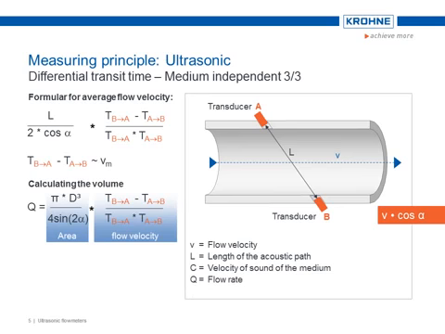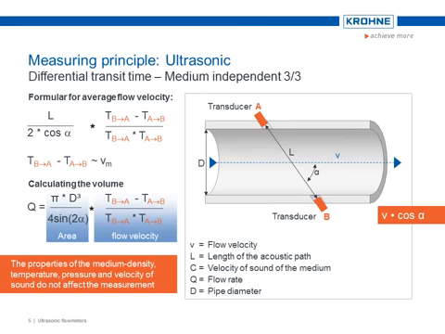The cross-section of the pipe is constant for an inline ultrasonic flow meter with a diameter D and transducers, which are welded into the spool piece at a fixed angle alpha. These formulas confirm what we've already seen, that is, that the characteristics of the medium do not affect the measurement. These characteristics include density, temperature, pressure, and the velocity of sound of the medium.